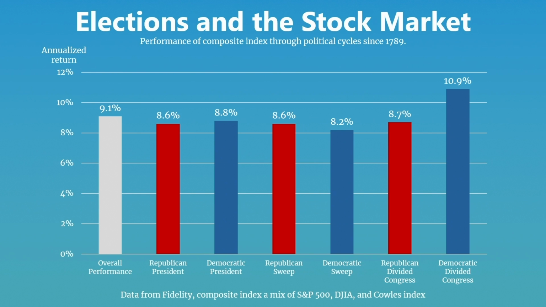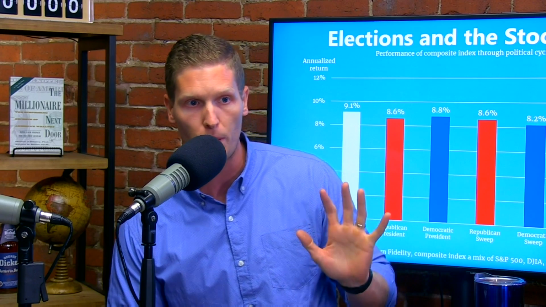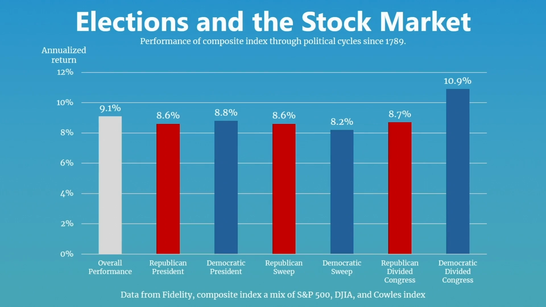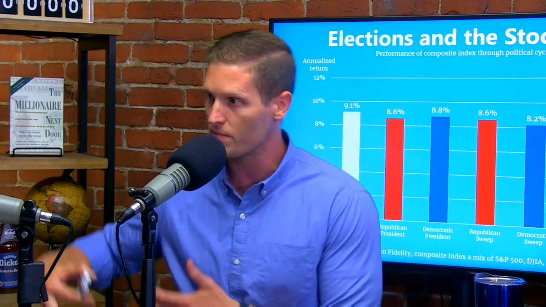Like you said, if we go back to 1789, looking at some composites, whether it's the S&P 500, the Dow Jones, or the Cowles Index, overall performance on an annualized basis, the market made about 9.1%. If you look at a Republican president versus a Democratic president in any of those years, it's either 8.6% or 8.8%. So really, really close. Not a whole lot of difference. If you look at a Republican sweep versus a Democrat sweep, meaning president as well as Congress in the same party, 8.6% versus 8.2%. And what I think is really interesting, if you look at a divided Congress, Republican divided Congress or Democratic divided Congress, it's 8.7% or 10.9%. What I see here is, by and large, all those numbers hover pretty close together. It's not like one of them is 12, 13% performance and the other is 3 to 4% performance. They're all pretty consistent.